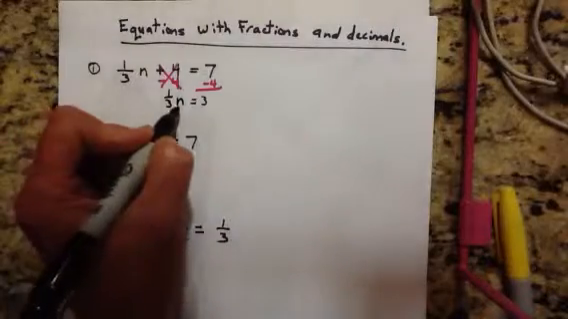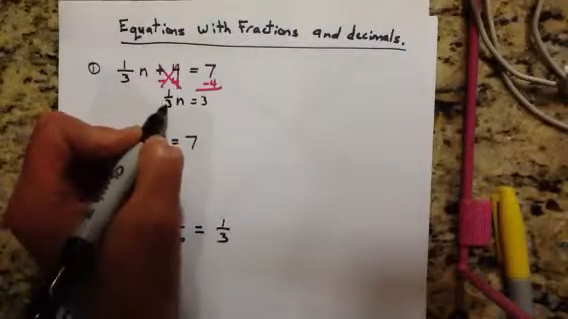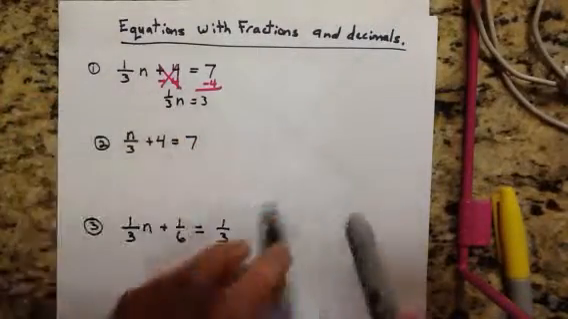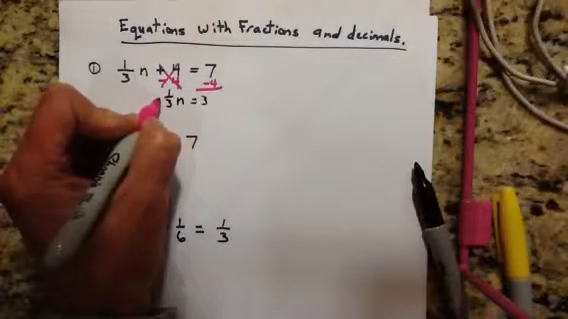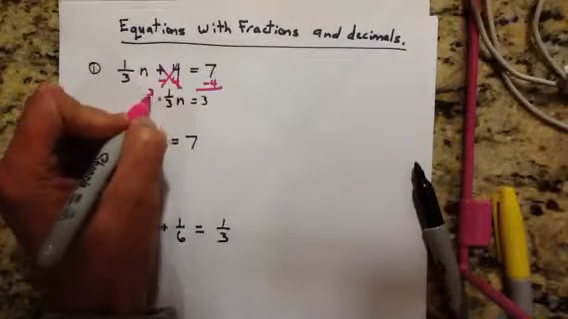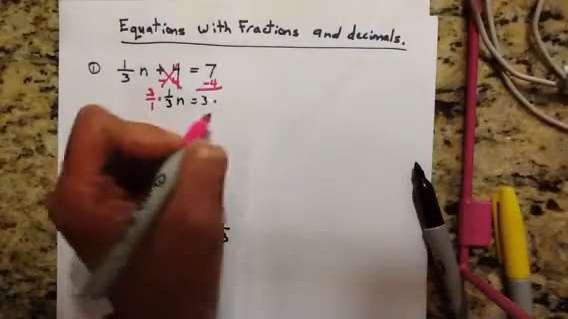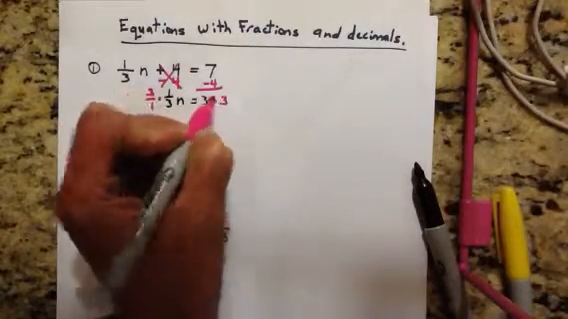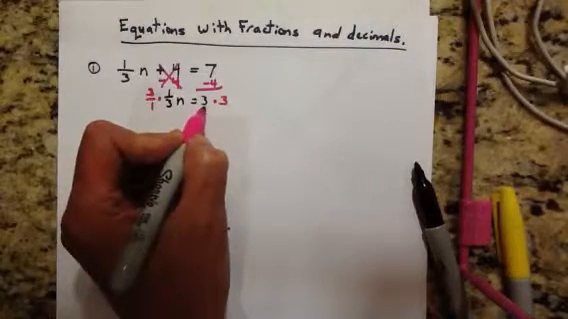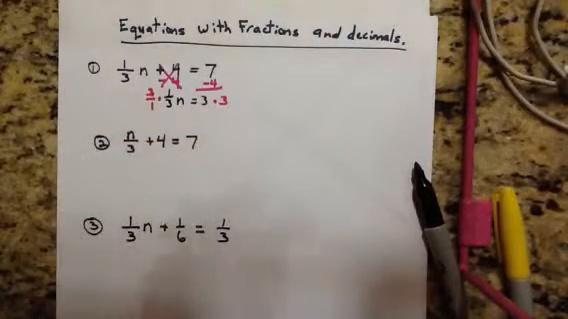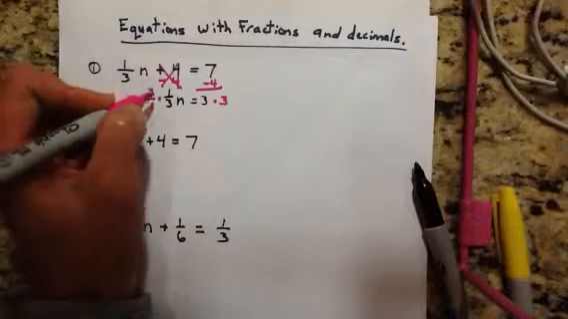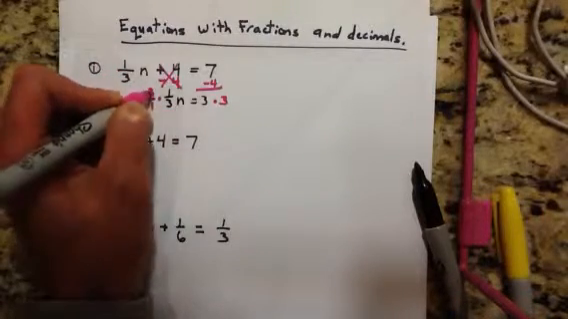Now, when a variable is being multiplied by a fraction, to undo that, you multiply by its reciprocal, which would be 3/1 in this case. And you do that to this side as well. 3/1 is the same thing as 3, so since I have a whole number here, I'll choose 3 instead of 3/1. And notice the reason you do that is so that you get the variable alone.